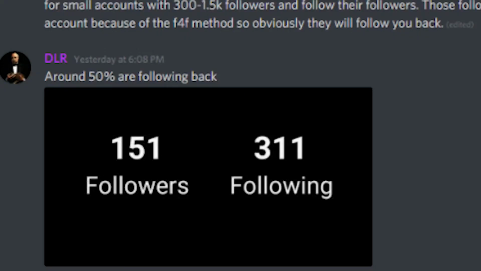Hope that makes sense. Basically it means find smaller theme pages because they're probably most likely starting out, and their followers probably follow them because they use the same method. So hopefully that makes sense to you. And he also shared a screenshot that it says 50% of them are following back, 311 following, 151 followers. Pretty sweet numbers, to be honest, in the beginning. So go ahead and try out the method, and you can type in the comments below, thank you DLR. Make sure to type that in the comments.